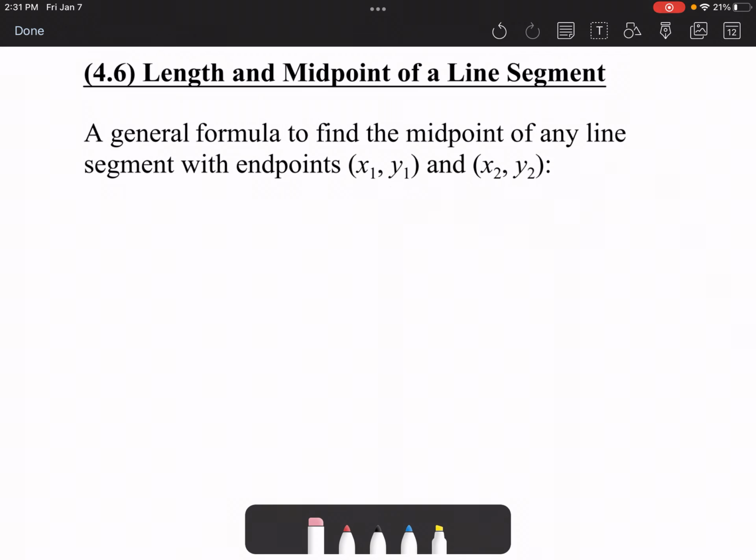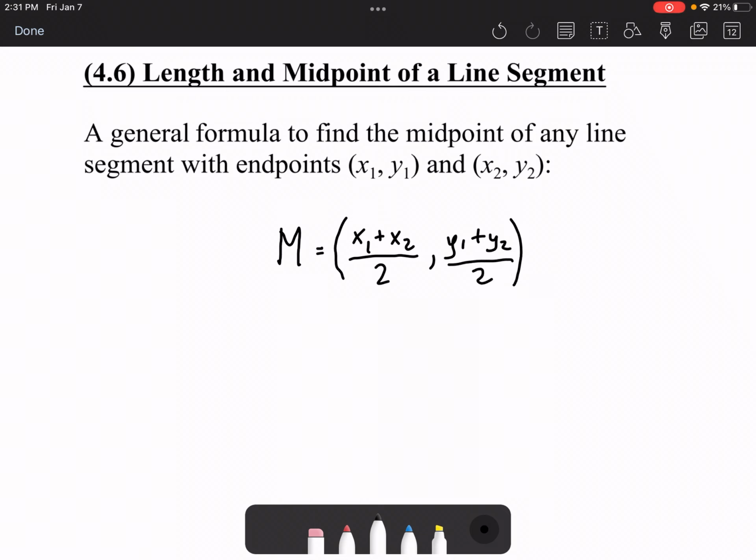Okay. A general formula to calculate the midpoint of a line, usually given by the capital M, is all you do is take the average of each of those points. So x1 plus x2, and then divide that number by 2. That'll be your first coordinate. And your second coordinate, y1 plus y2 divided by 2. Again, remember that these are subscripts and not superscripts or exponents, so you have to write them properly. If you don't write them properly, it means something totally different.